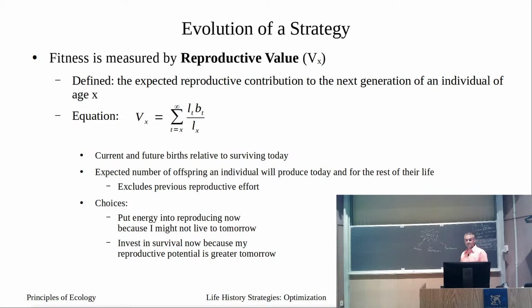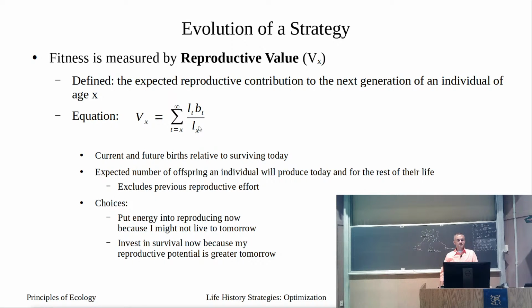How do we calculate it? Well, I provide the equation here. The sum starting at x to infinity of L sub t times B sub t over L sub x. This isn't a mistake. I've got my t's here, and I have my x. So our t starts at x and then goes until the end of the life. But this L sub x stays the same.